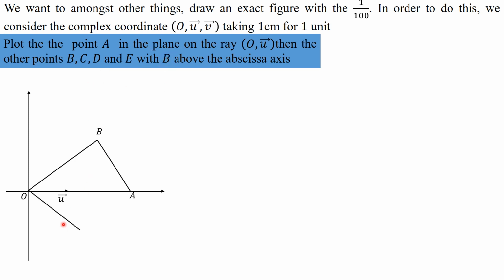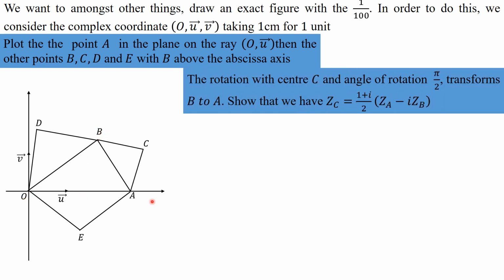Now the other points, we now talk about the other spaces that were being added. So we have OAE, which is right at E. Now in the vertical we have that's the direction. Now we have OBZ, which is right at Z, and finally we have ABC, which is right at C. So that is the construction of the point A and the other points B, C, D, and E, with B being above the abscissal axis.